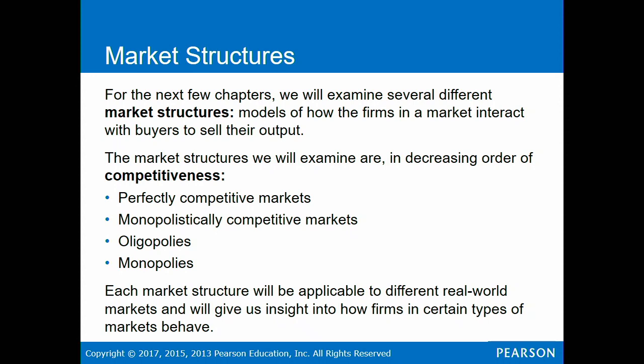Oligopolies have a small number of firms, and there's differing levels of competition and differentiation of products between those, just depending on the industry. And finally, we have monopolies, where there's just one firm.